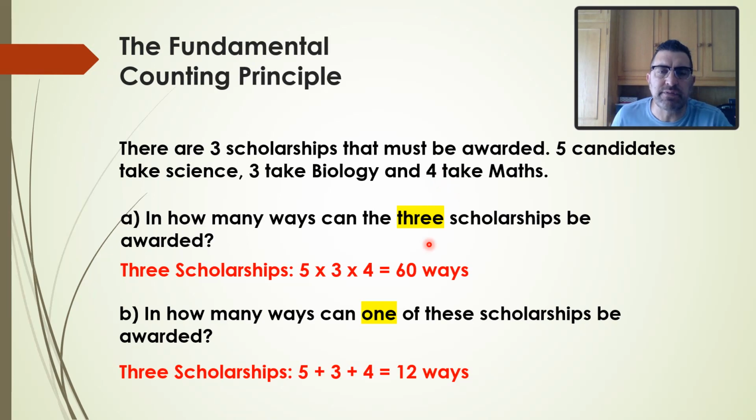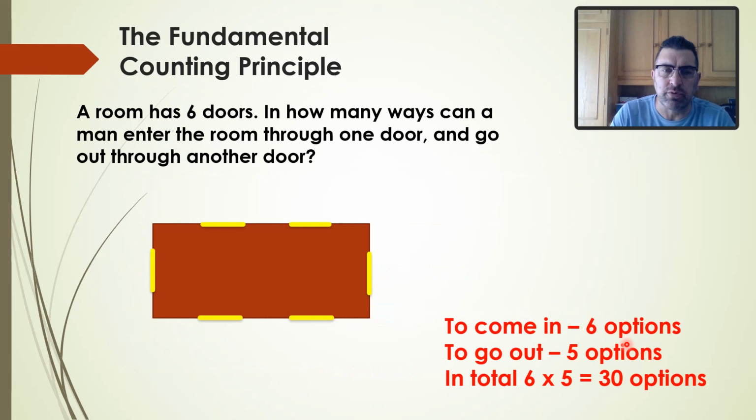Okay, that's the difference between the product and the addition rule. Here's another question. A room has 6 doors. There they are: 1, 2, 3, 4, 5, 6. In how many ways can a man enter the room through one door and go out through another?